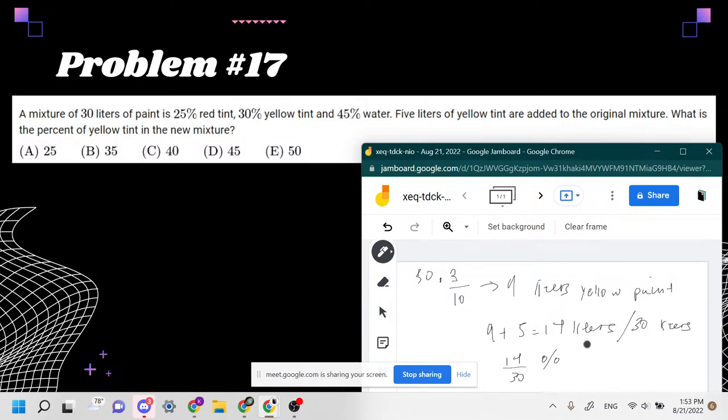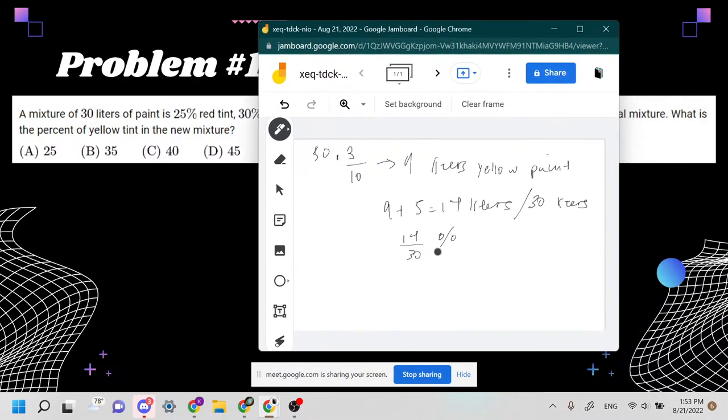Percentages are over 100. So let me drag this up, I'm running out of space. Essentially, you want to set 14 over 30 equal to x over 100, where x is the percentage. There are many ways to solve it, but the fastest way is cross multiplying. Now what we have is a proportion. Cross-multiplying means you multiply the numerator of the first fraction by the denominator of the second fraction, and vice versa. To show your work, you do something like that.